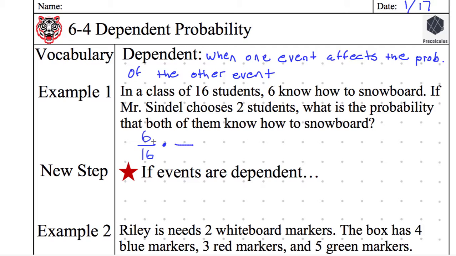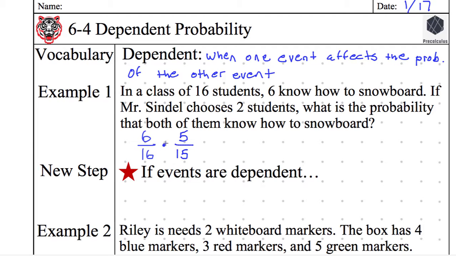After I've chosen a student, now how many students are there to choose from? There's not 16 anymore because one of them has already been chosen. So now there's only a pool or a sample size of 15. And has the numerator changed also? I've chosen one of the snowboarders, so there should be one less snowboarder. There are only 5 to choose from. So I have a 6 out of 16 chance of choosing the first snowboarder and a 5 out of 15 chance of choosing the second snowboarder.